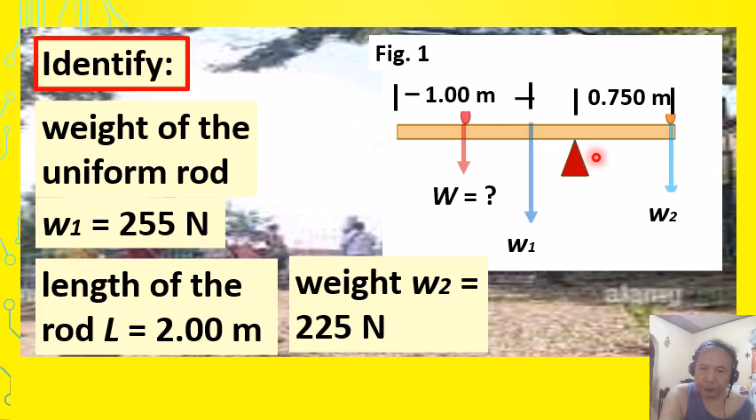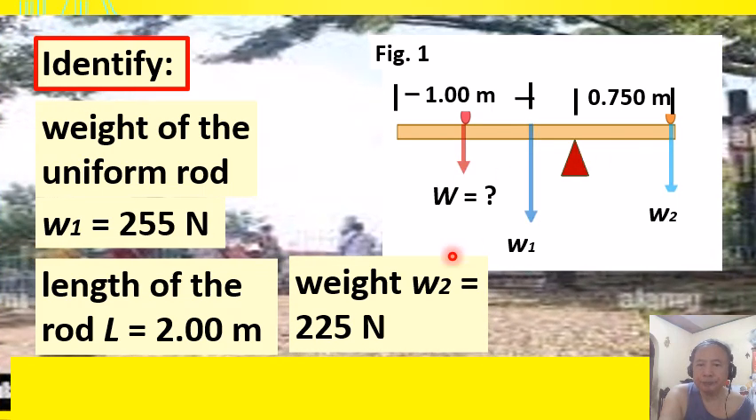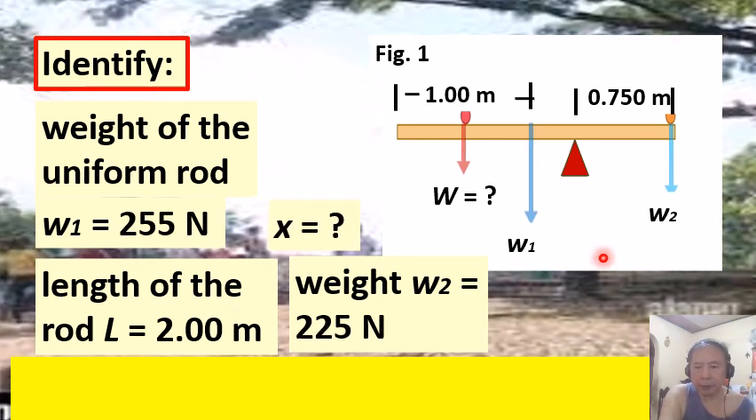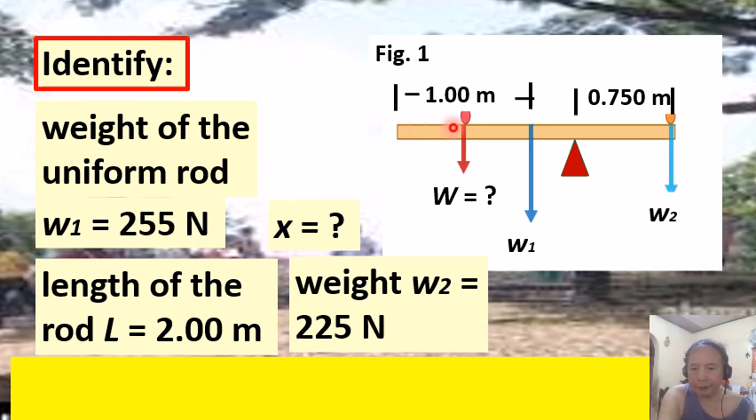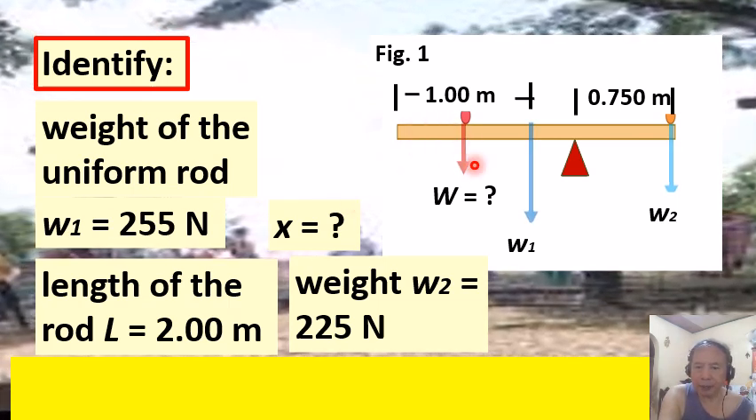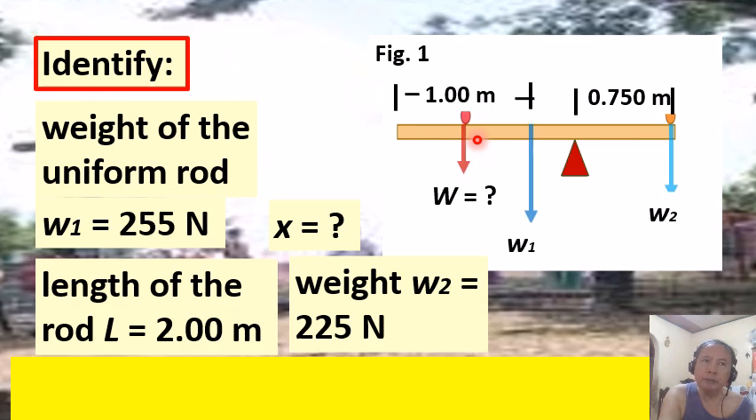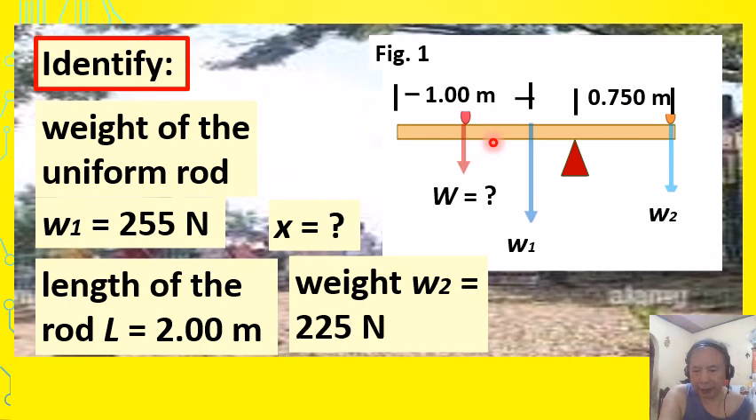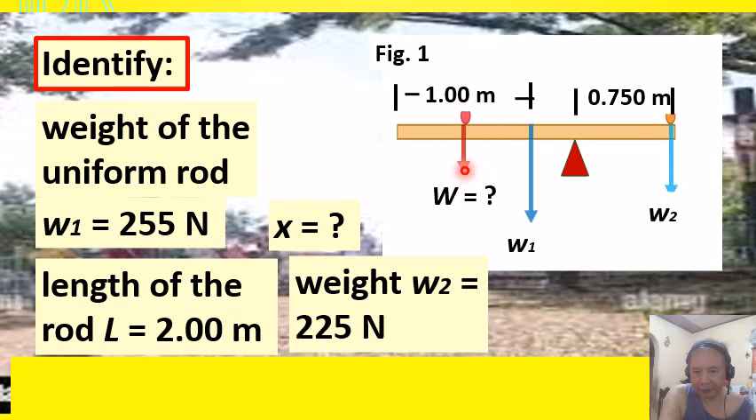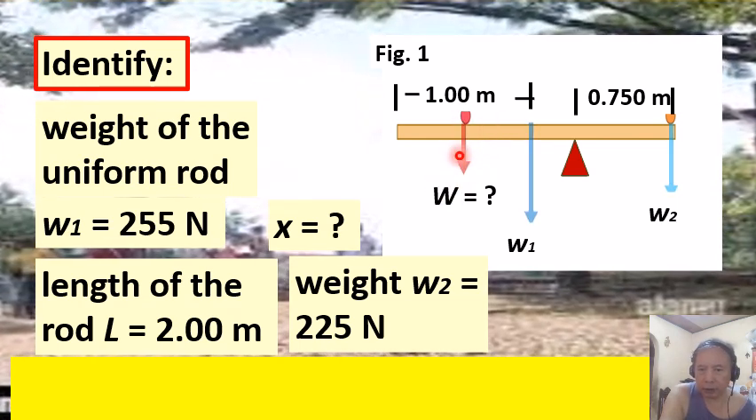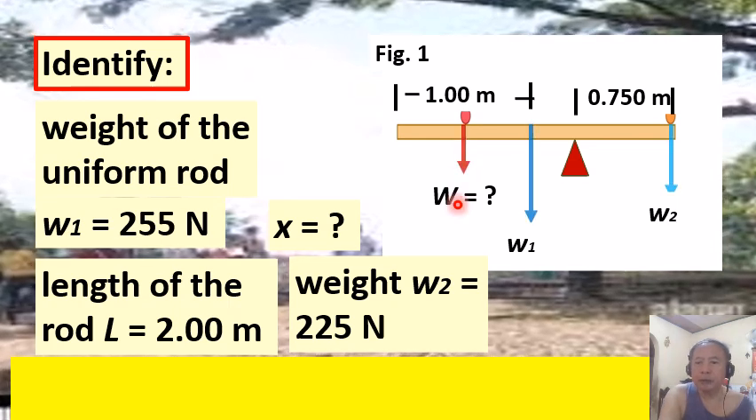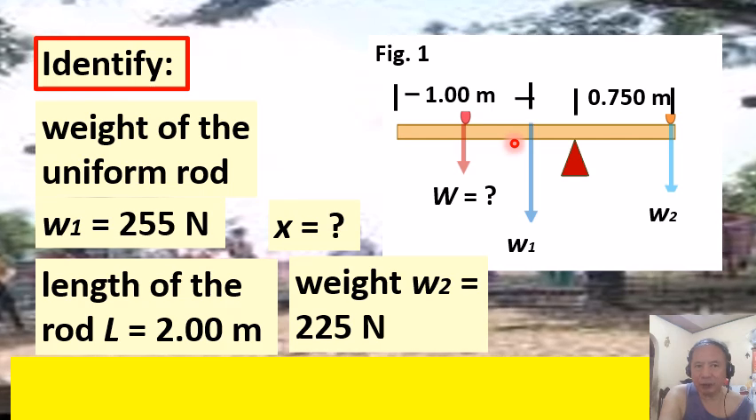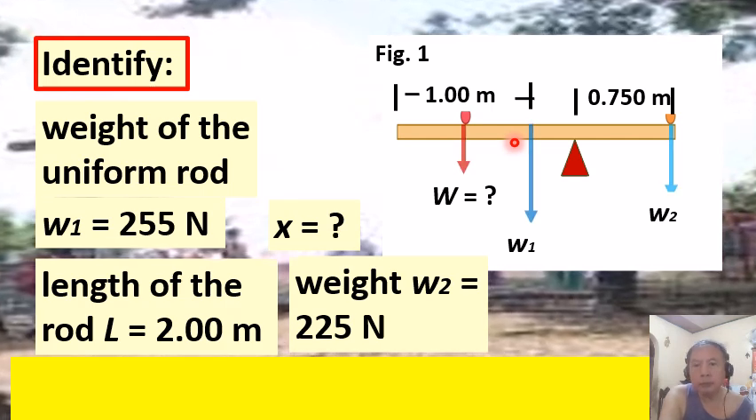Now, in part B, according to the problem, the weight W will be moved 25.0 centimeters to the right. So, moving the unknown weight W to the right, of course, will alter the state of rotational equilibrium.